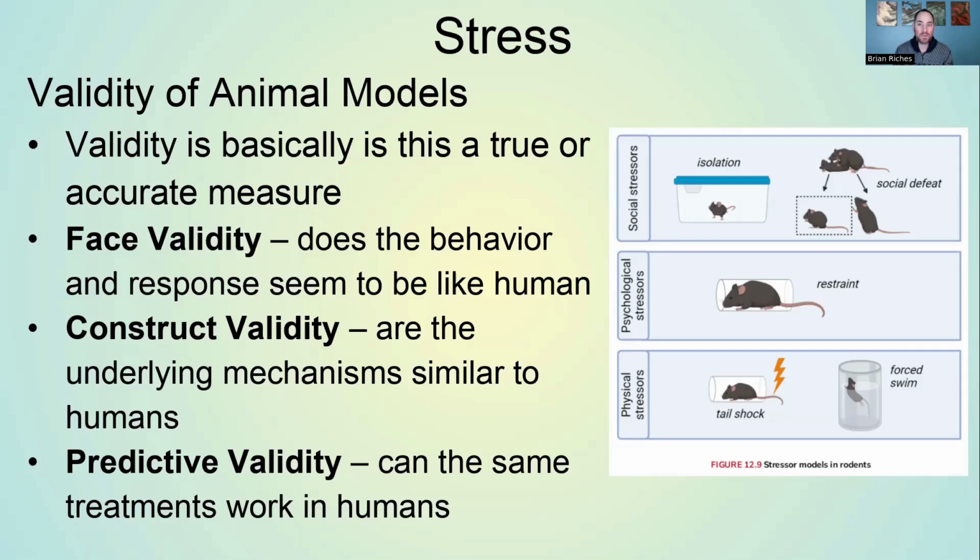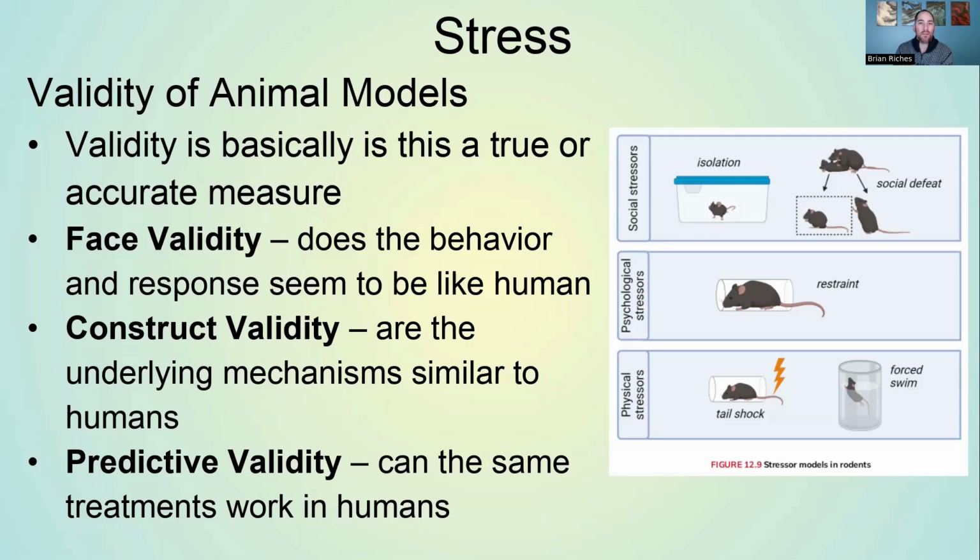Then predictive validity is kind of in its name. Can you predict using this? So we can stress out the rat. We can calm down the rat. Can we predict that this will also work in humans? That this kind of thing would stress out a human, or that this kind of thing would treat the human stress. So predictive validity, that's what that is. How good are we at accurately predicting in the human?